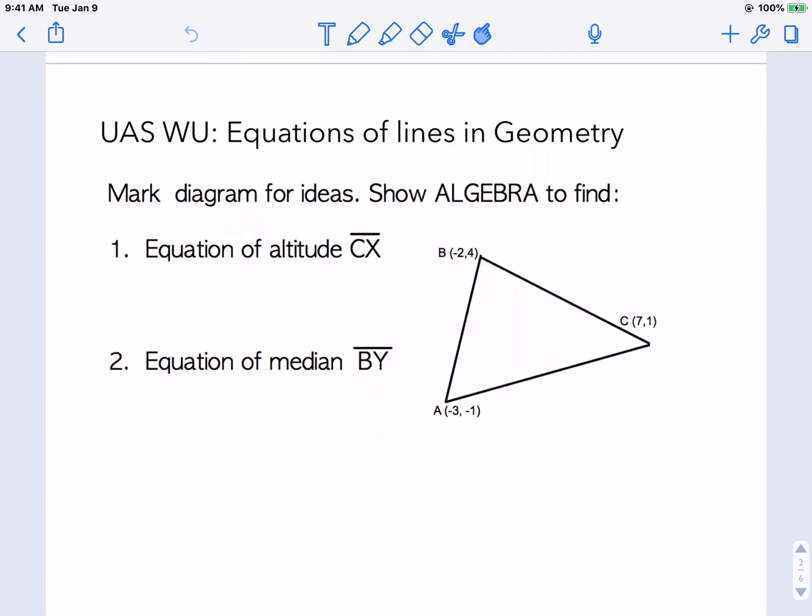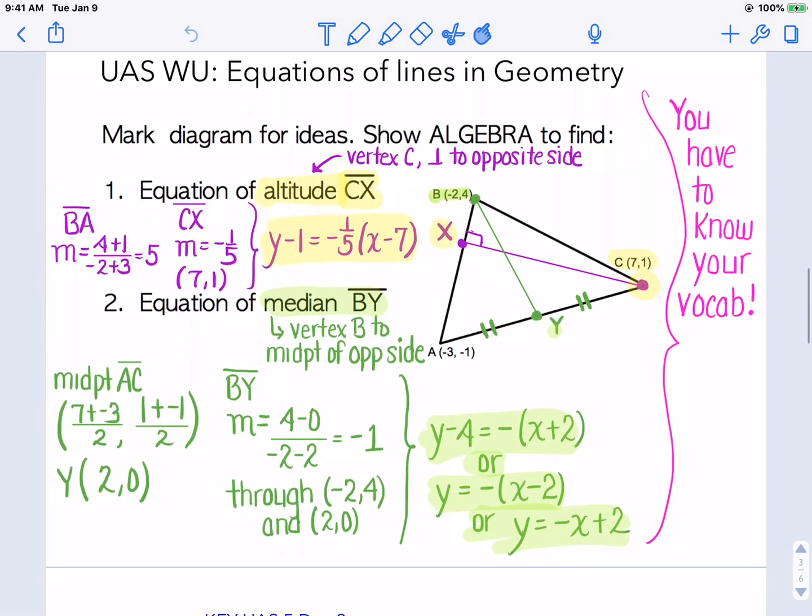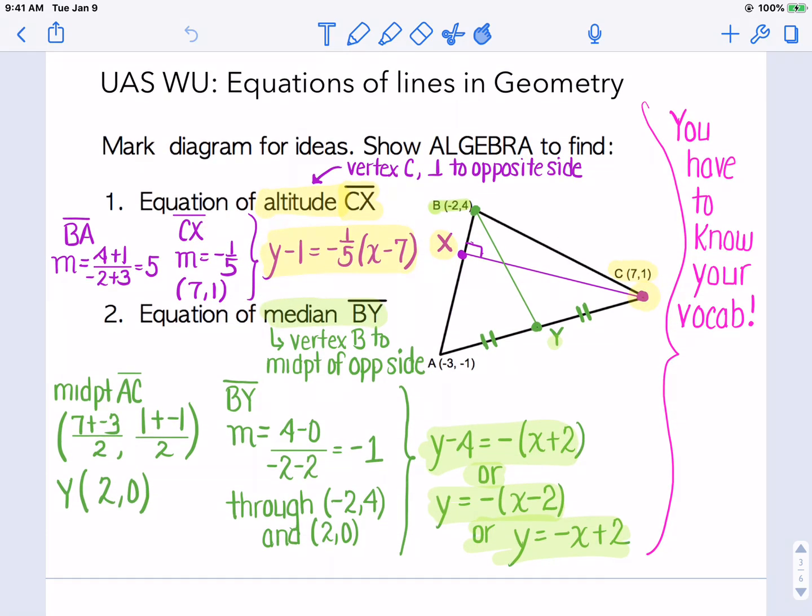the diagram, then show all your algebra in order to find those. You need to know your vocabulary. So as the key is posted, you could pause the video and double check, and I annotated what you're looking for. The biggest thing here is you have to know your vocabulary. If you're asked to find a median, but you don't have correct understanding or recall of what a median is, you won't be able to do it.